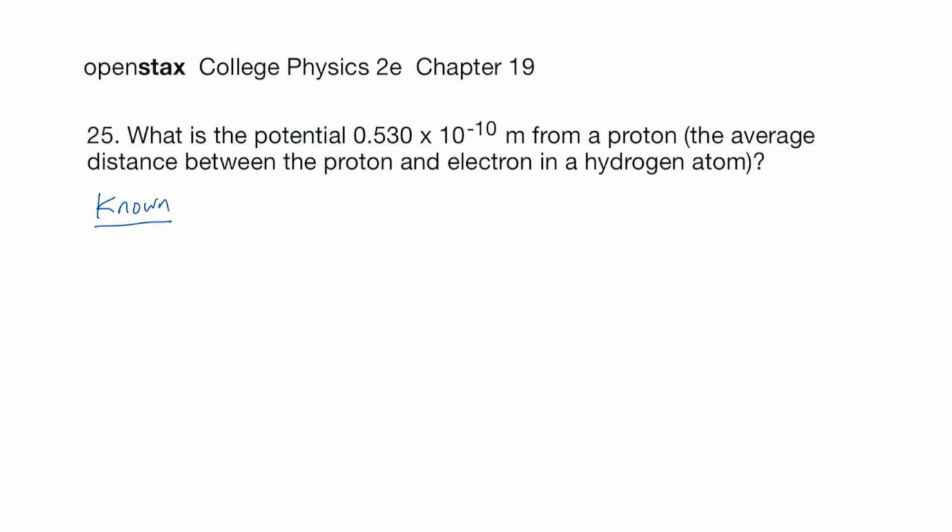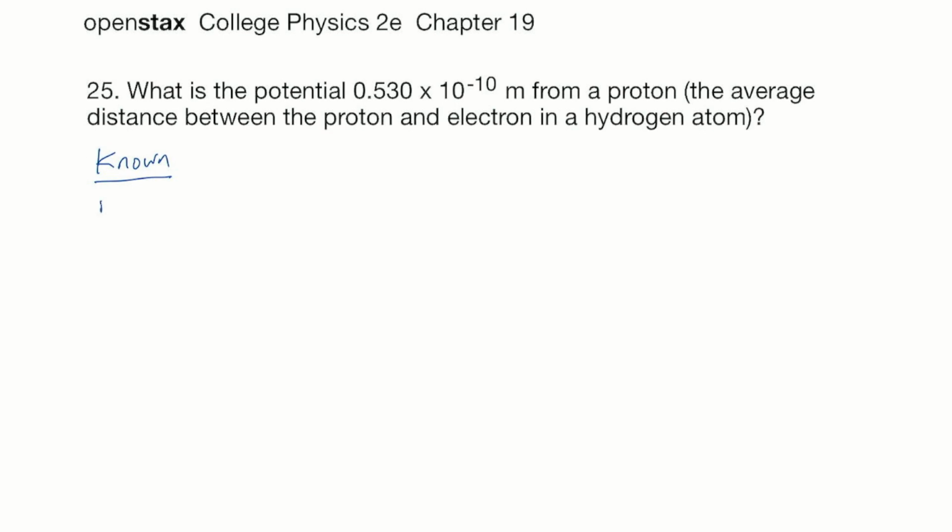And what we know is that the distance, so we'll call that R, is 0.530 times 10 to the minus 10 meters. We know the charge Q is going to be Q_e, the fundamental charge of a proton, which is the same as the charge of an electron, with the exception of the sign. Both have the same magnitude. This is 1.60 times 10 to the minus 19 coulombs.